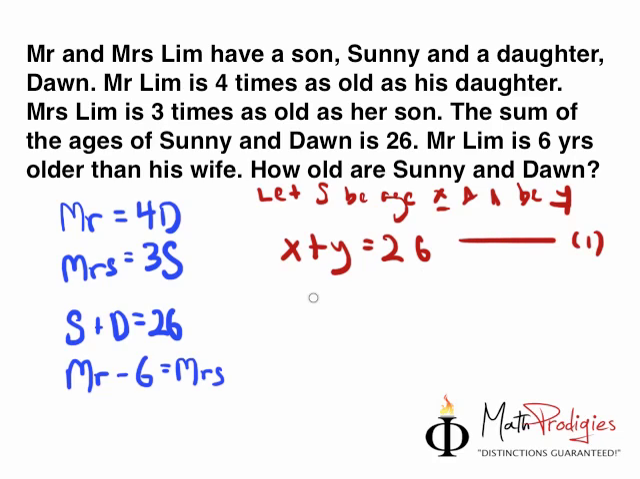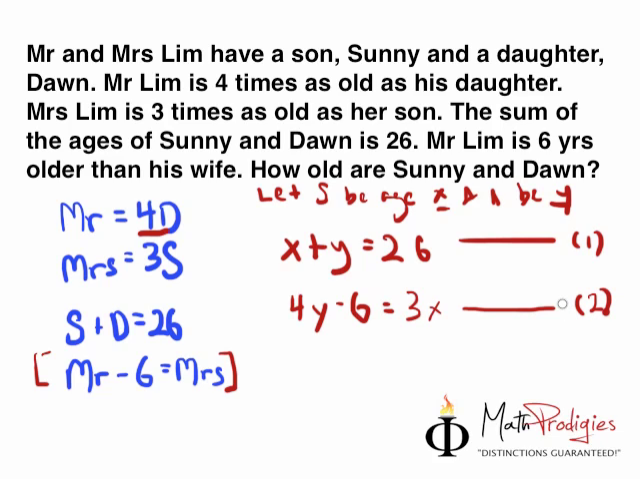For the second one, Mr. Lim minus 6 equals Mrs. Lim. So Mr. Lim equals 4D, and 4D we have changed to what? 4Y. So 4Y minus 6 equals Mrs. Lim, which is 3S. 3S is what? 3x. And that is the second equation. Now from here you can easily answer the question already.